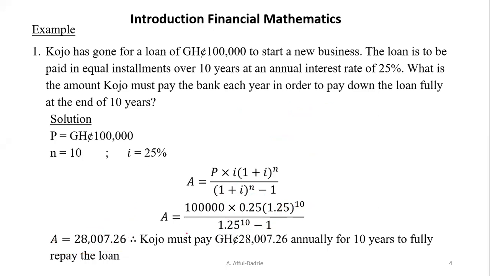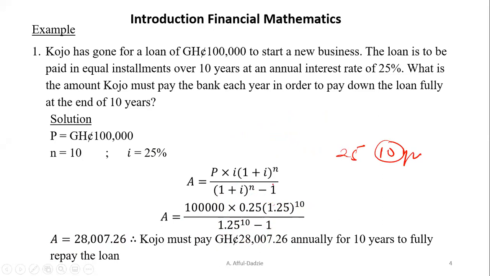We put all this, you do all this computation, and then we find 28,007.26. So we're saying that at an interest rate of 25% for 10 years, Kojo will be paying 28,007.26 yearly to pay back the loan in full in 10 years. Are we okay?